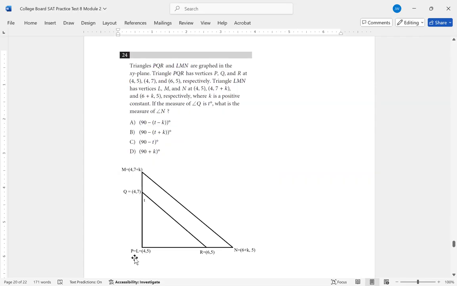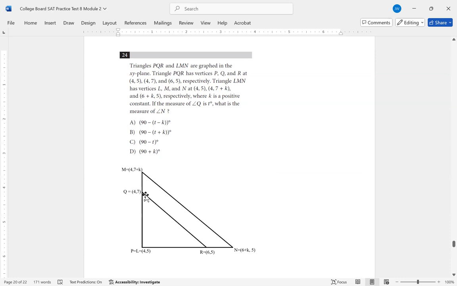Now, first off, let me state this. P and L are the same points. They're both (4, 5). Q is going to be at (4, 7). R is going to be at (6, 5). That's going to create a right angle at P and a right angle at L when I do the M and the N. Because I have same x values of all 4, same y values of all 5, I get that right angle at angle P and angle L. So we have a right angle, and that also is going to imply something about these two lines.